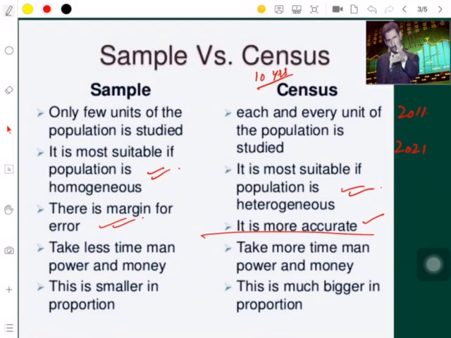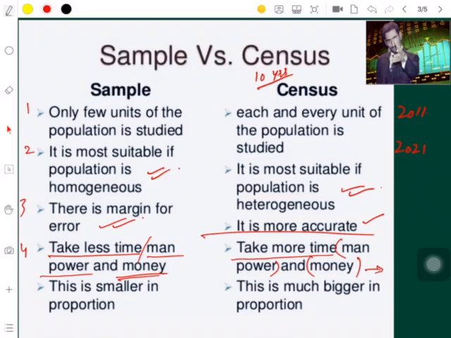You can make further 3 points out of this point number 1, 2, 3 and 4. Point number 4, you can make 3 different points. Number 1 is: sampling method takes less time, requires less manpower, and is more economic in nature. While the census method takes more time, needs more manpower, and requires a lot of money.